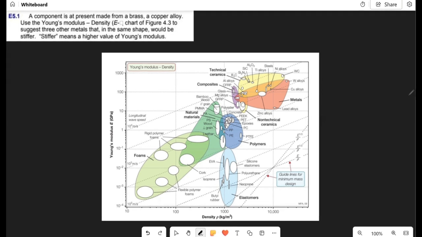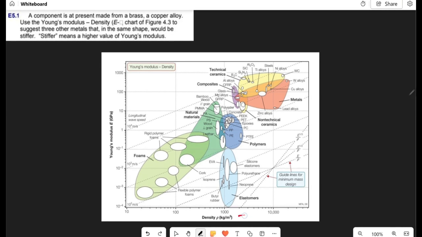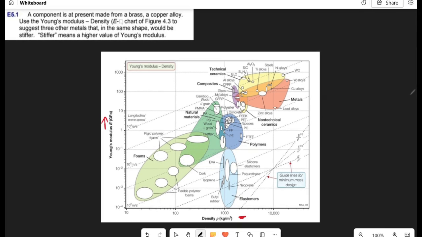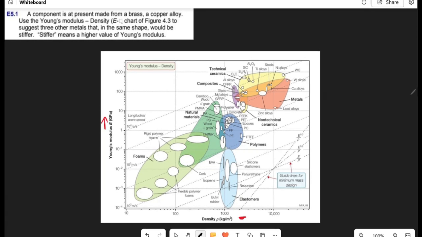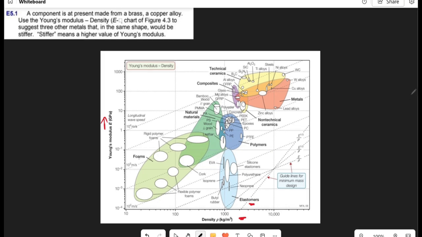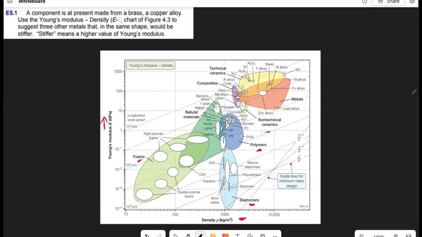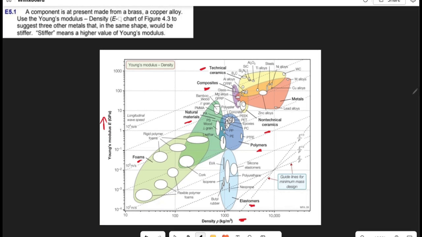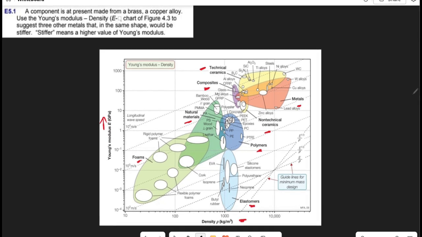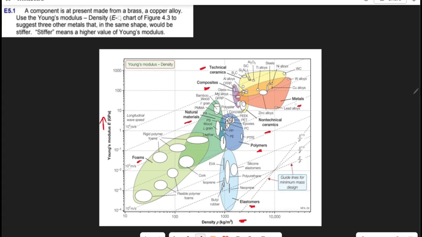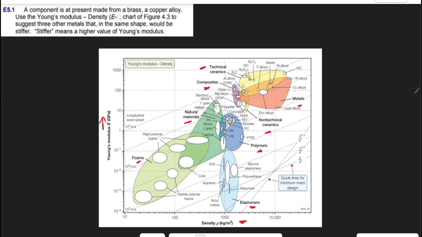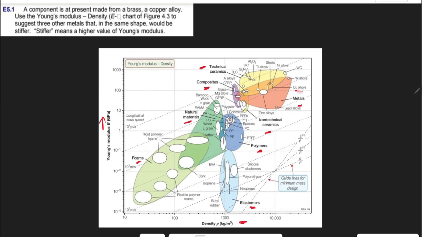So if you look at the chart over here, we don't care about density. All we are looking for is the Young's modulus, the ones that have what? Higher Young's modulus. Over here, we can see elastomers, foams, polymers, non-technical ceramics, natural ceramics, composites, technical ceramics, and metals. So we care about metals that have higher Young's modulus than what? Copper alloys. If you look at the metal chart, you can find copper alloys just above it. So this is copper alloys.